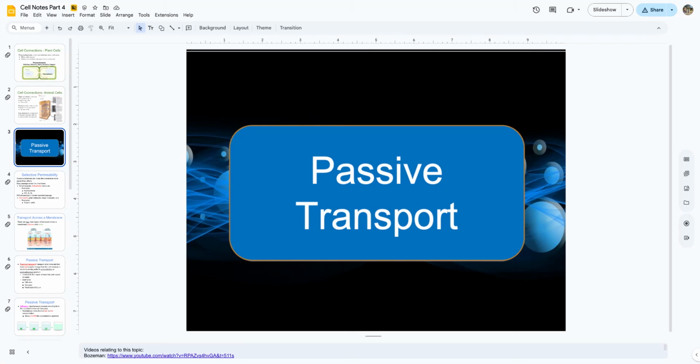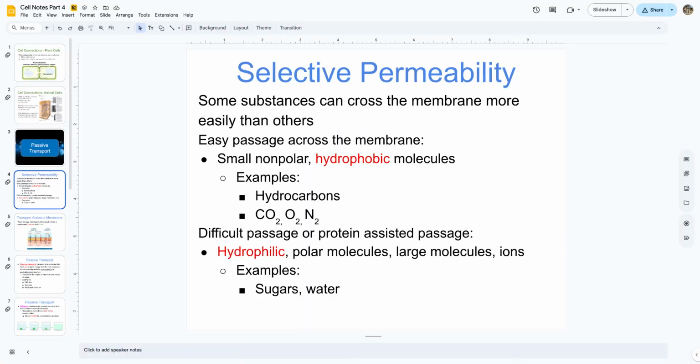Hey everyone, today's notes are just going through passive transport. All right, so the idea behind passive transport has to do with molecules moving from high to low concentration, right?